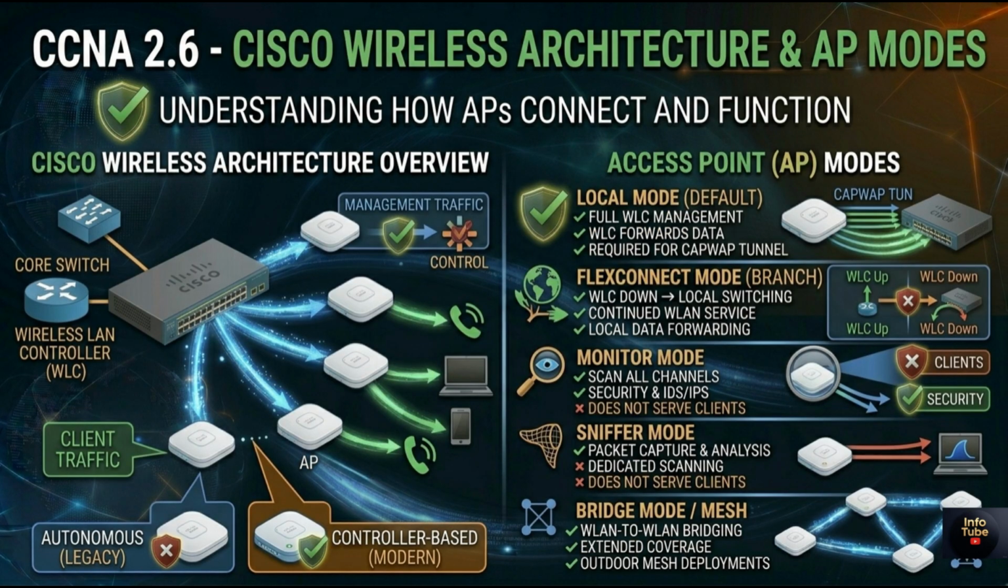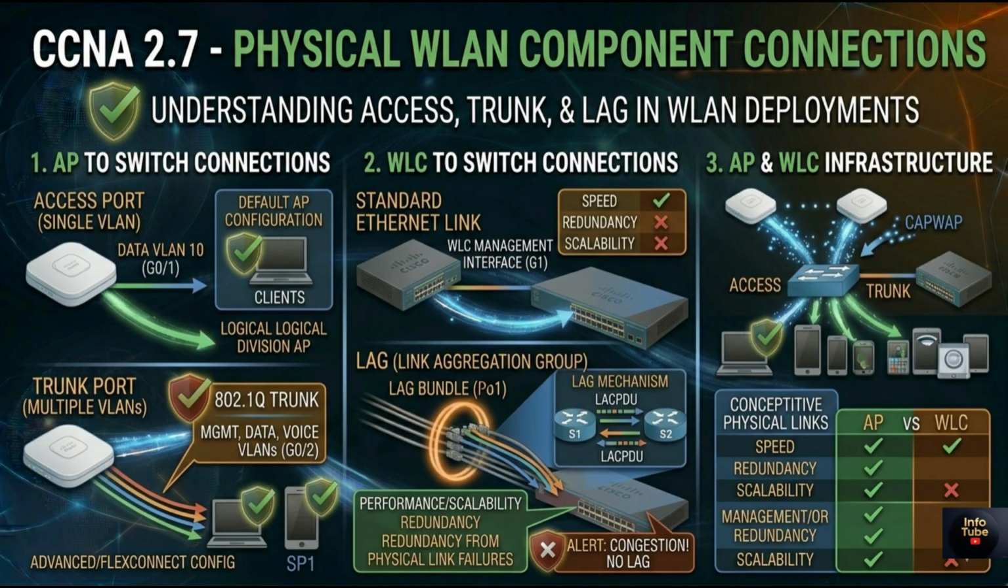Objective 2.6 and 2.7. Wireless Architecture and Connectivity. 2.6. Cisco Wireless Architecture and AP Modes. Wireless in a business isn't just a router. We use APs, or access points, and WLCs, or Wireless LAN Controllers. Local Mode. This is the default. The AP handles user traffic and stays in constant contact with the controller. FlexConnect. This is designed for branch offices. If the connection to the main office controller drops, the AP can still keep the local Wi-Fi running.